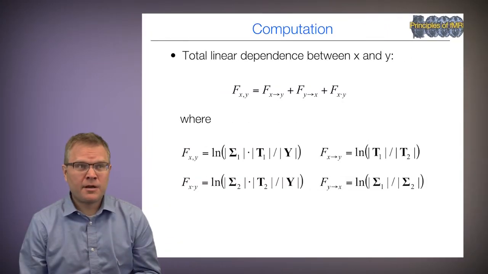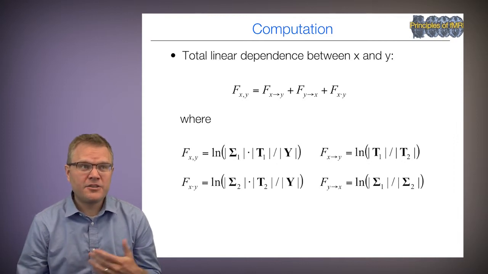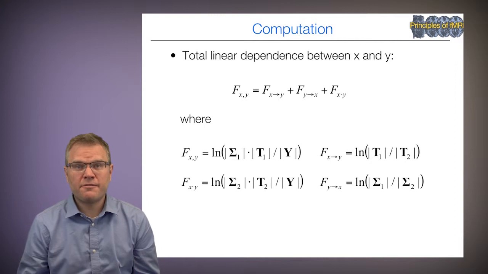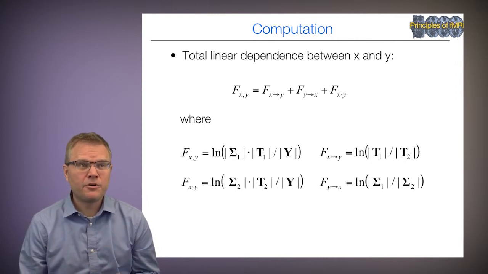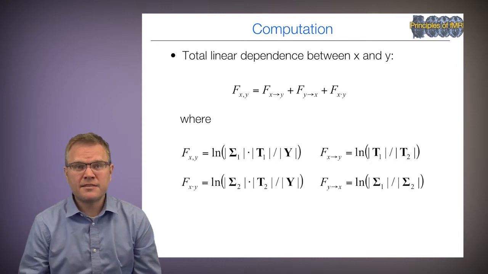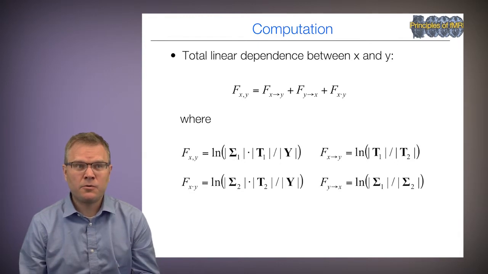So using these variance components, the total linear dependence between x and y can be written in the following way. So again, f of x,y is equal to f of x→y plus f of y→x plus f of x·y. And each of these terms can be expressed in terms of the variance components from the previous model. So for example, if we're looking at f of x→y, this is the natural logarithm of the determinant of T1 divided by the determinant of T2.